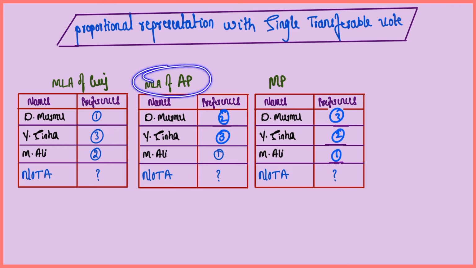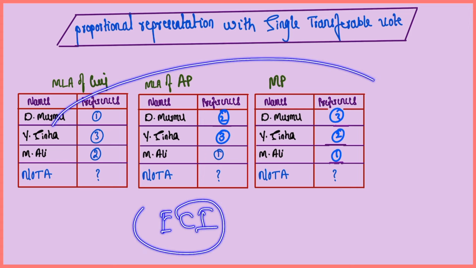Similarly, the MLA of Andhra Pradesh is giving his preferences. He is saying, my first preference is Muhammad Ali. And if Muhammad Ali doesn't become the president, please transfer my vote to Draupadi Murmuji. That is my second preference. And if Draupadi Murmuji also doesn't win, then my third preference is Yashwant Sinhaji. Right? The Madhya Pradesh MLA is saying, my first preference is Muhammad Ali, second preference is Yashwant Sinhaji, third preference is Murmuji.